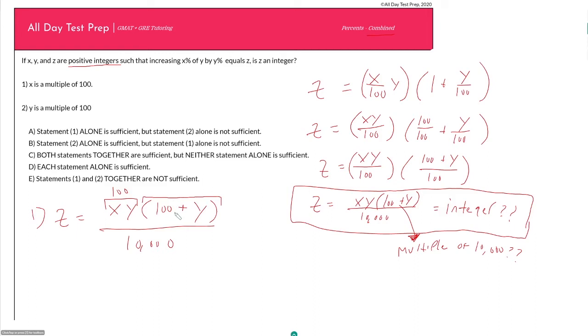But y could also be equal to 1, for example. And so y is equal to 1. 100 plus 1 is 101, which is not a multiple of 100. So this is going to be insufficient because I don't know anything about y.